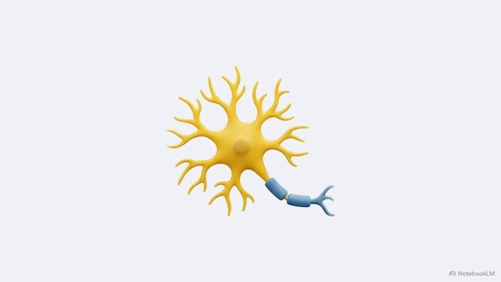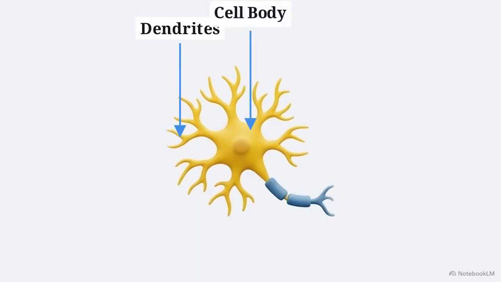It has three distinct parts. The dendrites act as receivers, the cell body is the central processor, and the axon serves as the transmitter. When a signal arrives from the environment or another cell, it hits the dendrites first. They collect that incoming pulse and pass it directly into the cell body.